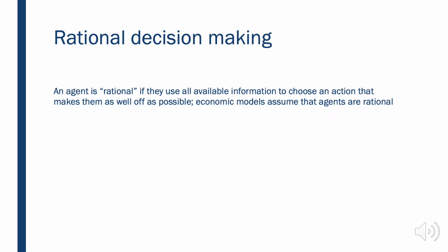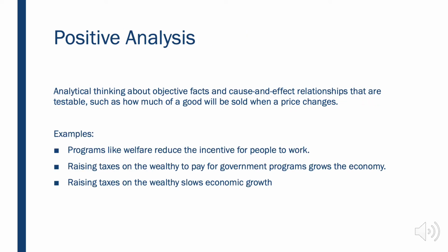Rational decision making. An agent is rational if they use all available information to choose an action that makes them as well off as possible. Economic models assume that agents are rational. Positive analysis is analytical thinking about objective facts and cause and effect relationships that are testable, such as how much a good will be sold when a price changes.